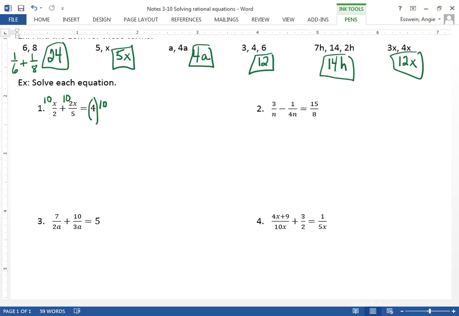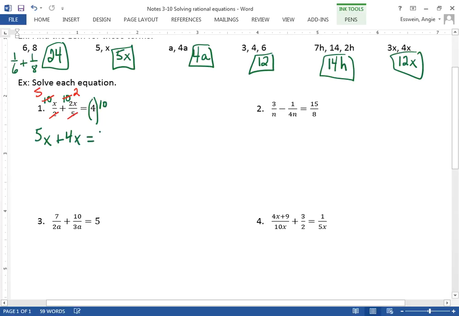And then in a different color pen, watch the fractions go away because you made it. 2 goes into 10 how many times? So cancel that to 5. And then 5 goes into 10 twice. And no more fractions. So watch how easy this equation has become. We're left with 5x plus 4x equals 40. That is so much easier to solve. No more fractions. So you just combine like terms. 5x plus 4x is 9x.